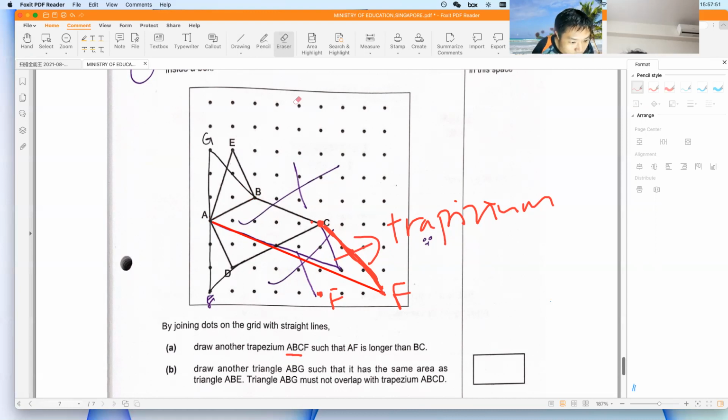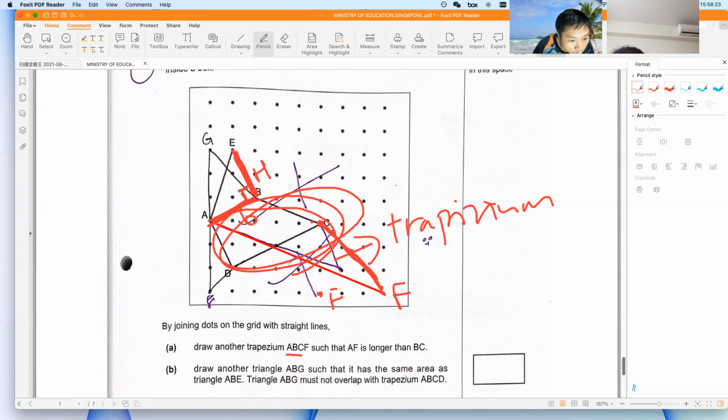But another way you can do it is, you can take this as the base. So you make sure that you have the same height. Okay, because it's 90 degrees, so this is the base, this is the height. Same area means you need to have the same height. Because if you have the same base and the same height, then you end up with the same area. So triangle ABG must not overlap with trapezium ABCD. So that means it cannot be this side. It can go any other side.